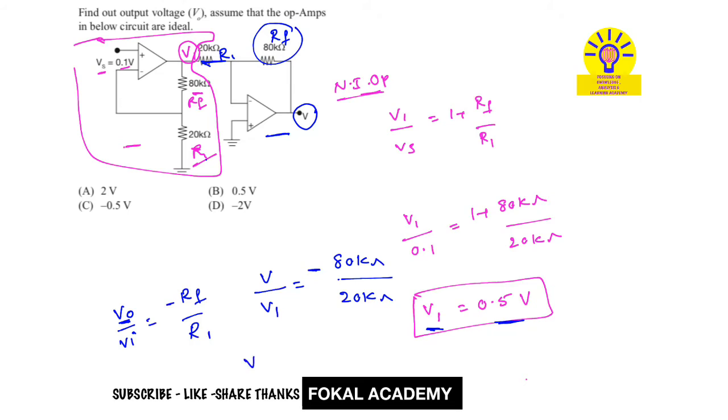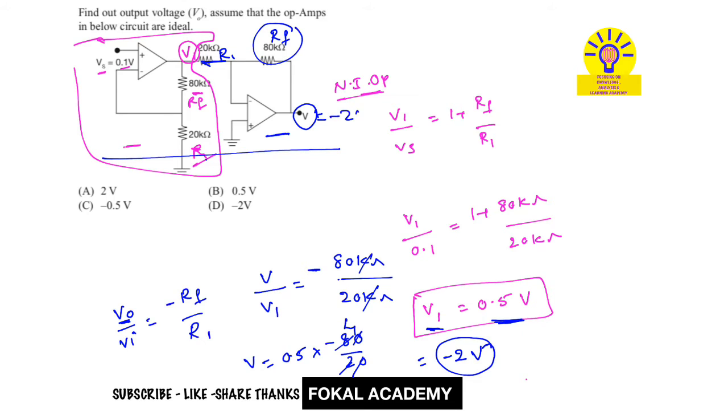So V equal to, V1 is 0.5, so 0.5 into minus of 80 by 20. The kilo and the zero cancel, 2 1s are 2, 2 4s are 8, so that's equal to minus 2 volts. This is the total output voltage for the overall circuit. So V equals minus 2 volts. From the options, option D is the correct option.